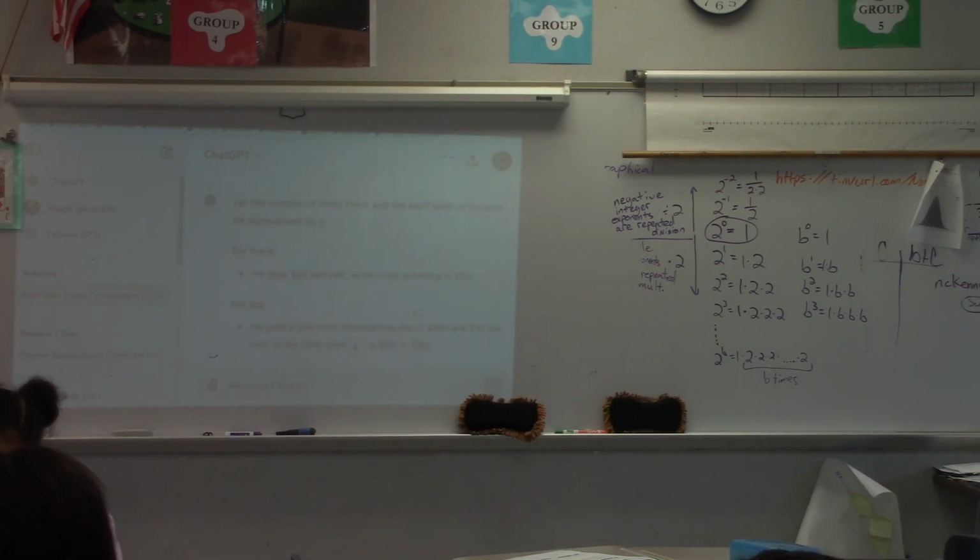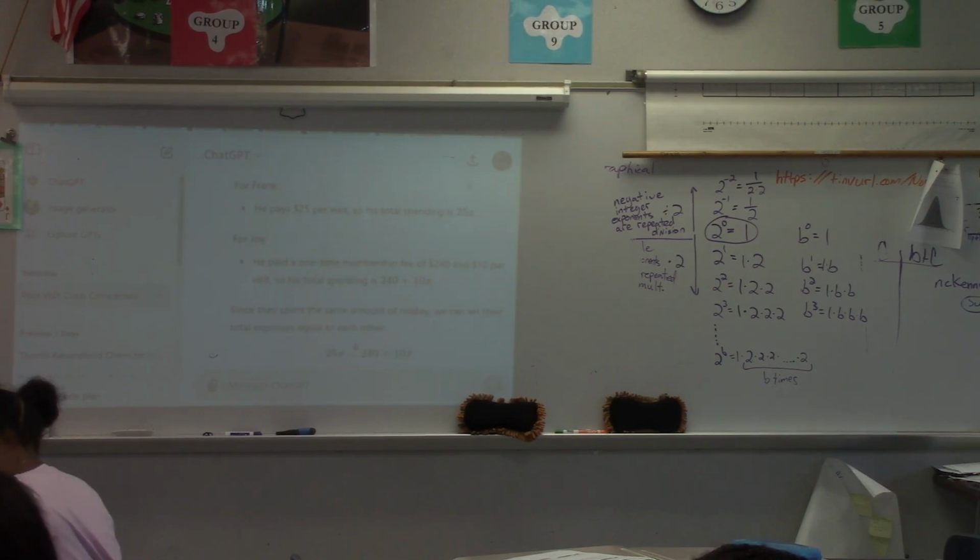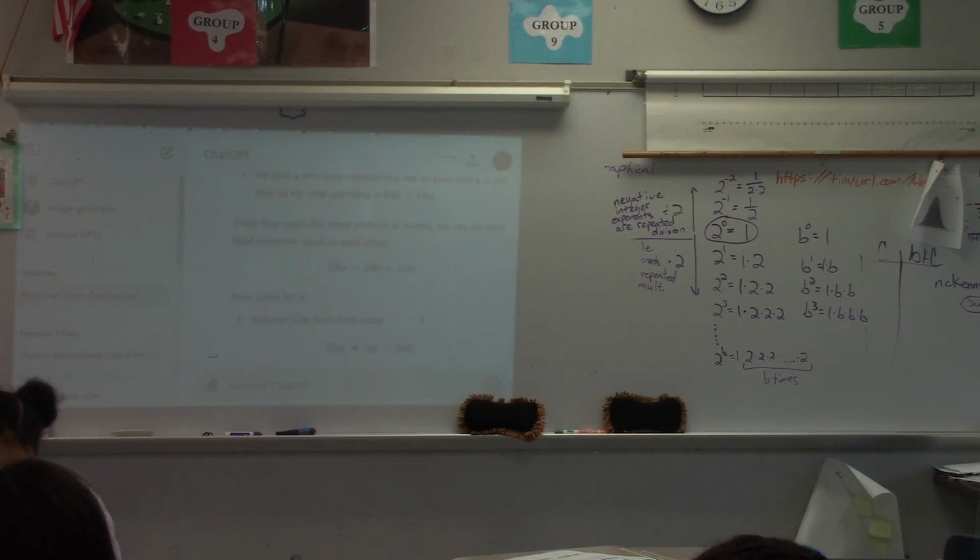And it gave me a very clear breakdown. Let the number of times Frank and Joe each went to the pool be represented by x, paying $25 per visit, etc. Notice it defined that as 25x because it's repeated addition. $240 plus 10x. It showed setting those equations equal to each other, explaining it all the way through.